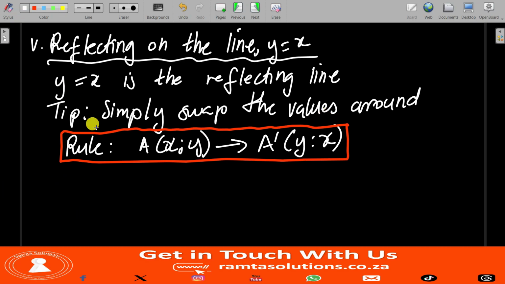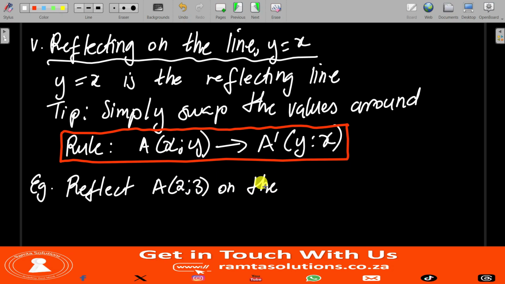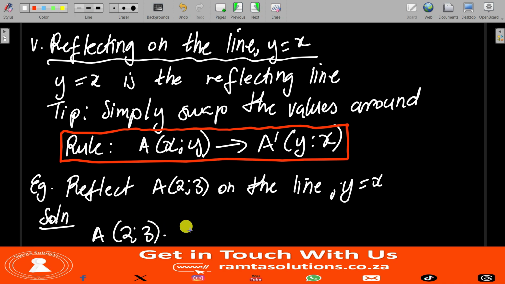Now, let's go back to our example. Remember our example, we will still use that one, A, 2 and 3. Reflect A, 2 and 3 on the line y equals x. Of course, our solution for this one, remember, we simply swap. A prime will be, x becomes y, and y becomes x. So it'll be 3 and 2.